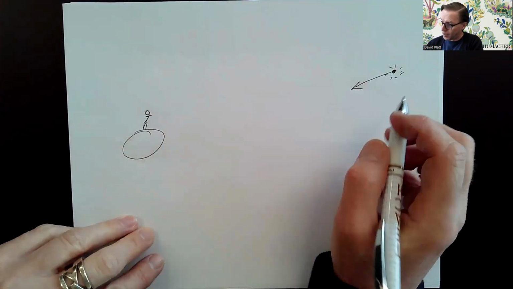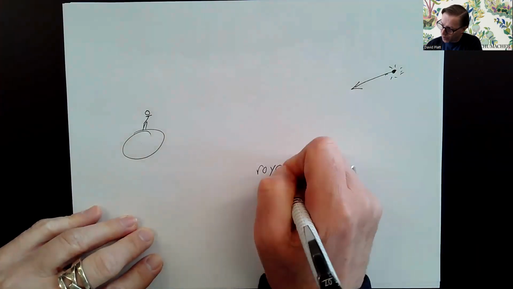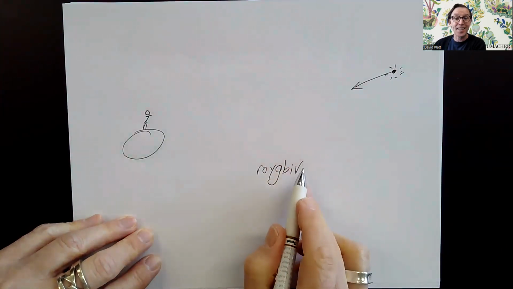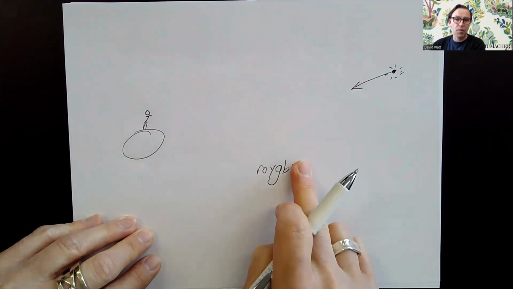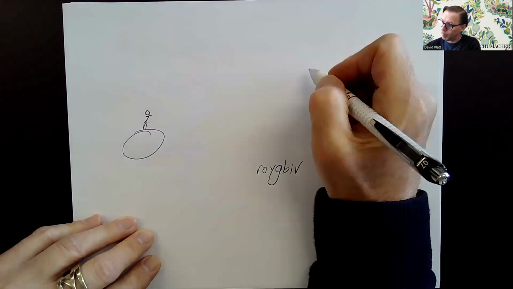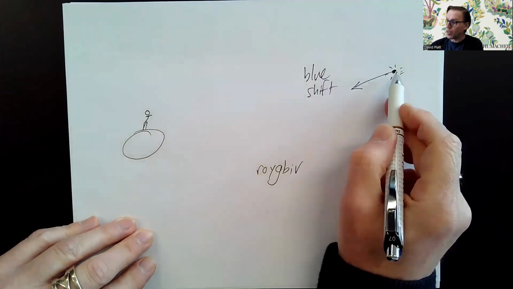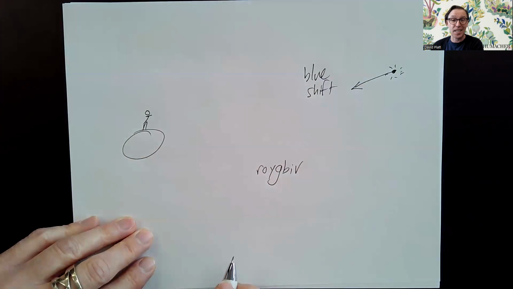Higher frequency. So red, orange, yellow, green, blue, indigo, violet. What's the high frequency end? This is the high frequency end. Well, forget about indigo and violet. We call that a blue shift. So the light looks bluer than it actually is.